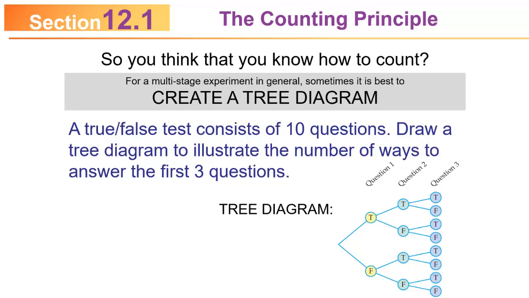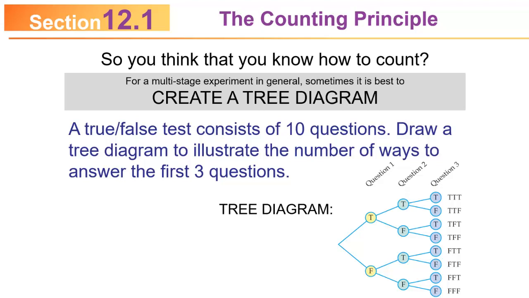So now we want to count the number of ways to answer the first 3 questions. So it would probably be a good idea to list those ways. The tree diagram allows us to produce a list. And if you just go down every branch, you can see what happens. You can get TTT if you go along the first top branch. And as you keep branching off, you get TTT, TTF, TFT, TFF, FTT, FTF, FFT, and FFF.